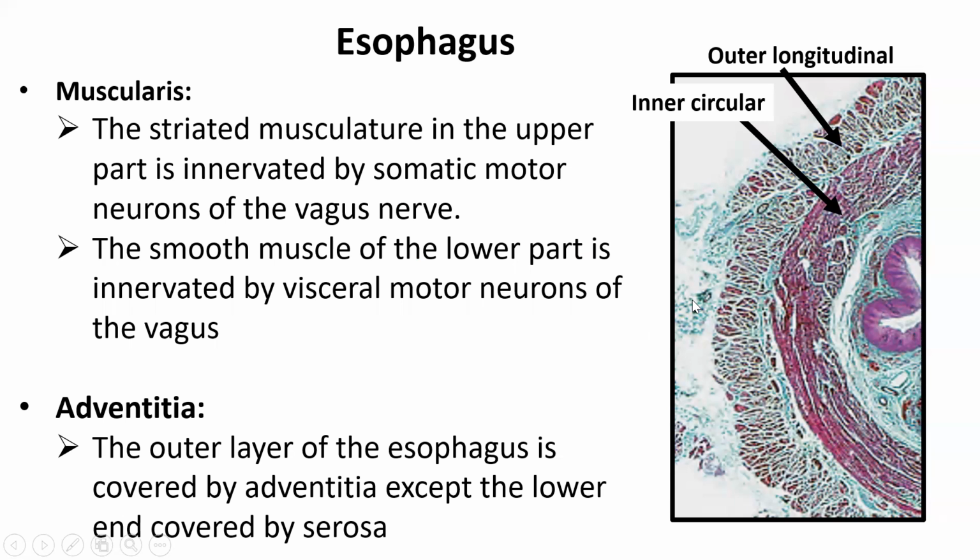Again, the fourth layer is the adventitia, which depends on the organ. Sometimes it will be serosa, sometimes adventitia, just the outer layer of the esophagus. It's basically connective tissue, and harbors some nerves and sometimes lymphatics.